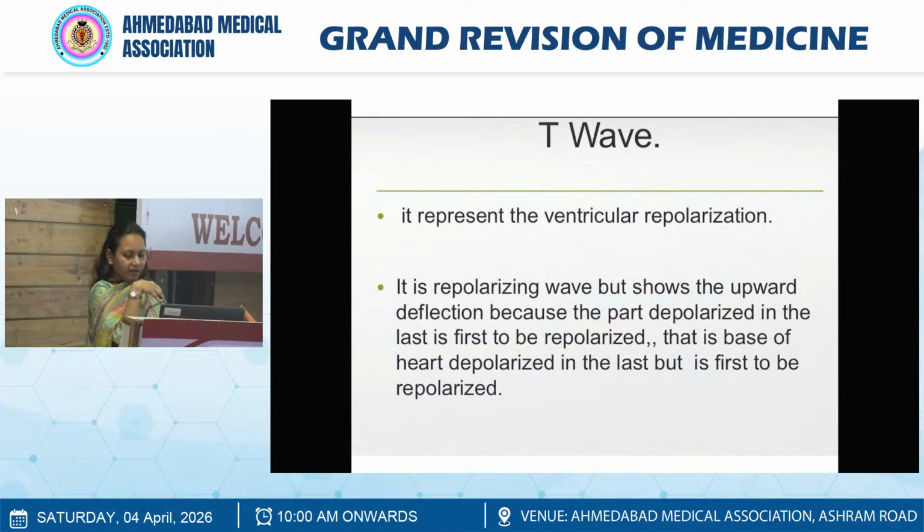T wave, it represents ventricular repolarization. It is a repolarization wave but shows an upward deflection because the part depolarized last is forced to be repolarized first. That is, the base of the heart is depolarized last, but it is the first one to get repolarized. That is why we have an upward deflection.